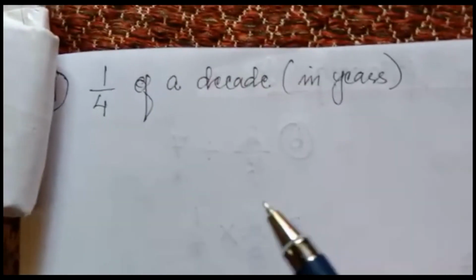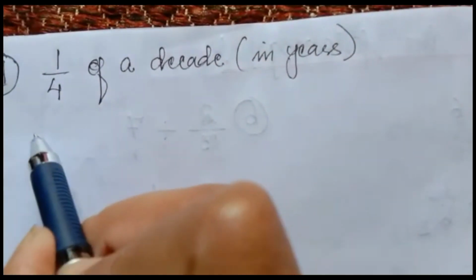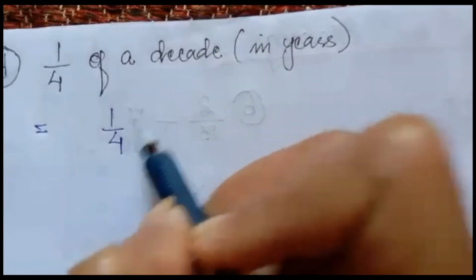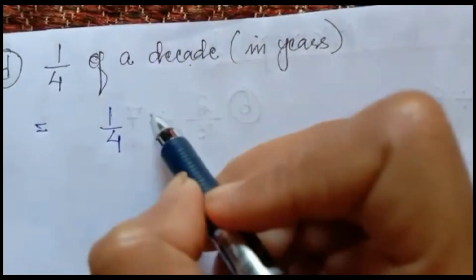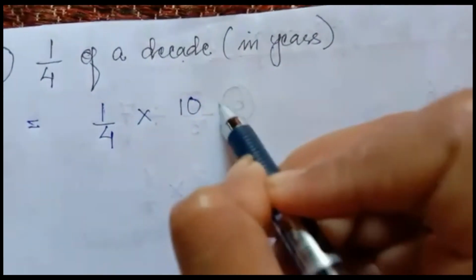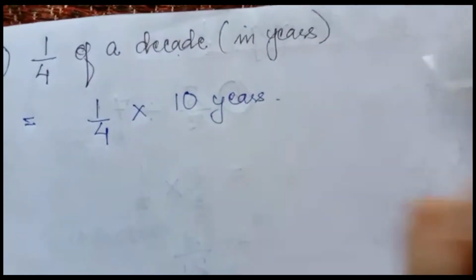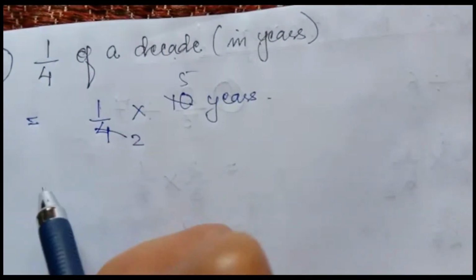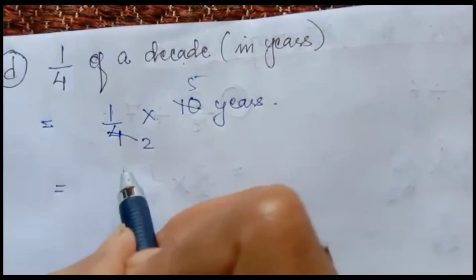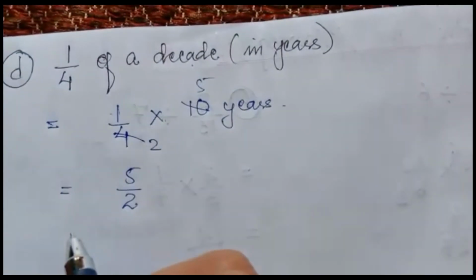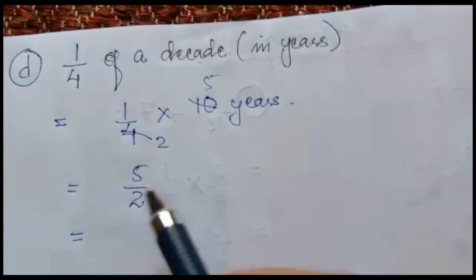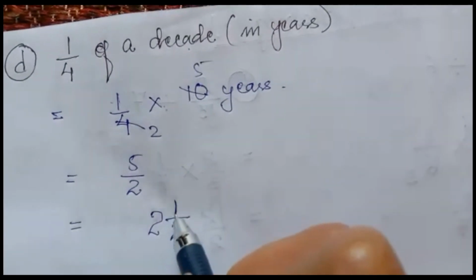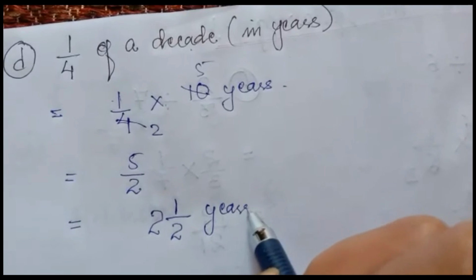Now next is question number D, 1/4 of a decade. You know 1 decade is 10 years. So into 10 years. Now you can cancel this. 2 2s are 4, 2 5s are 10. 1 into 5, 5 divided by 2. Again, this is an improper fraction. Convert into mixed fraction. 2 2s are 4 plus 1, 5 years. 2.5 years.